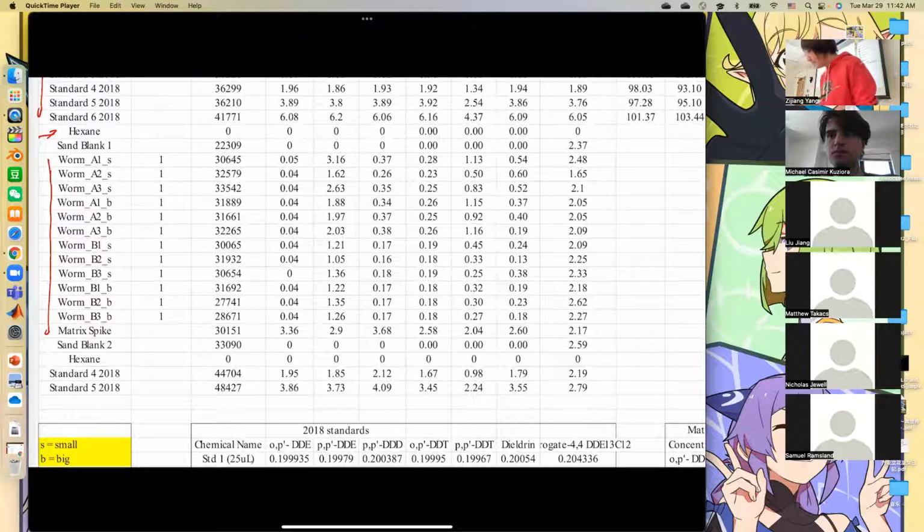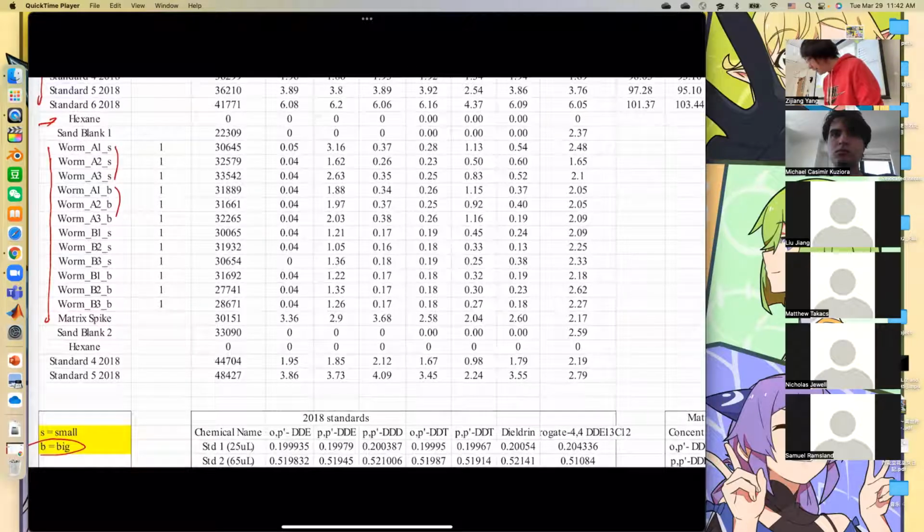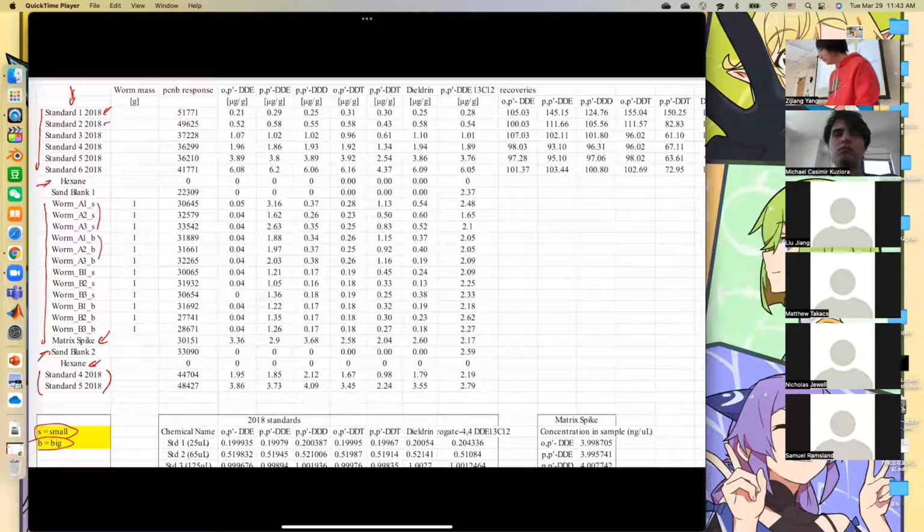And we have different measurements, like we have triplicate. And we have S and B. B refers to the big worm, and S refers to the small worm. I just separated the big worm and small worm. And then we have this matrix spike. But in this experiment, we only have 1 matrix spike because preparing this sample takes a long time. And then we have another sand blank. And then we have the hexane here. And finally, we have the 2 sets of standard check at the end. So this is the array of my experiment.